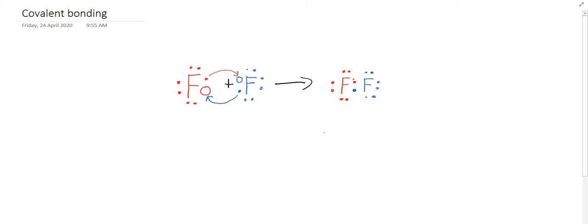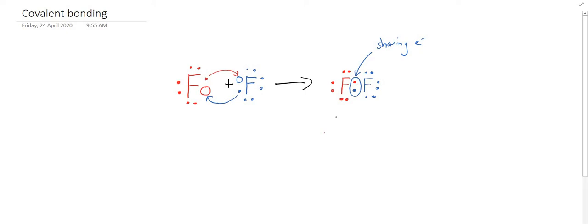And you can see what happens here is that they're sharing a pair of electrons. Sharing electrons. That sharing is actually a bond. And that bond is not an ionic bond in this case, but that is a covalent bond.